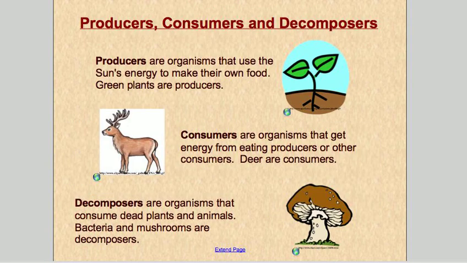Producers, consumers, and decomposers. Producers are organisms that use the sun's energy to make their own food. Green plants are producers. Consumers are organisms that get energy from eating producers or other consumers. Deer are consumers. Decomposers are organisms that consume dead plants and animals. Bacteria and mushrooms are decomposers.